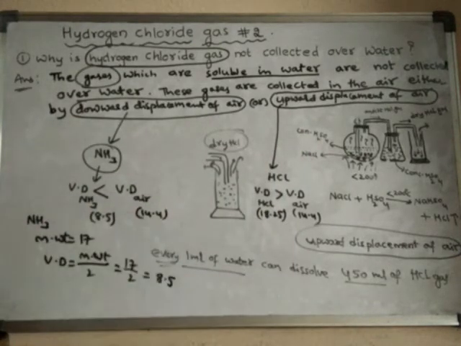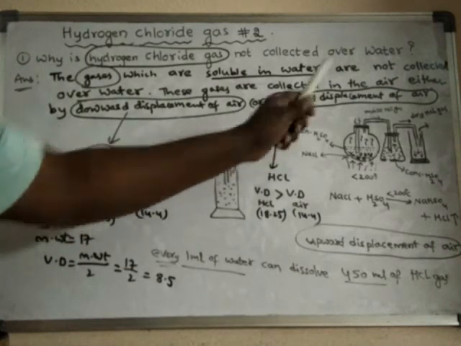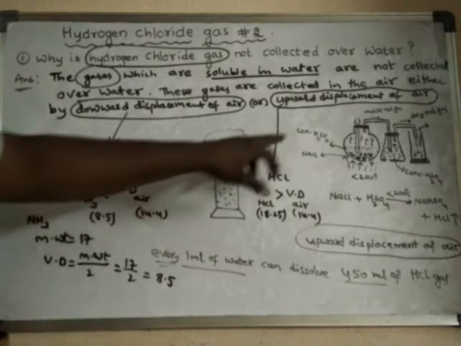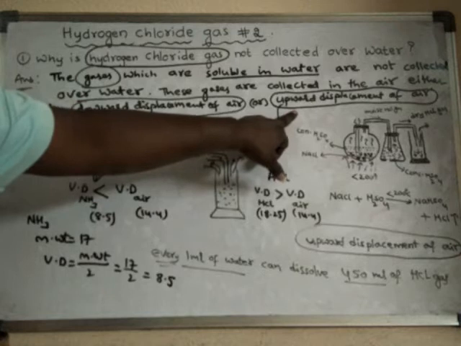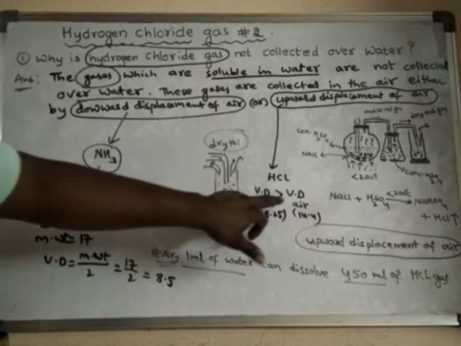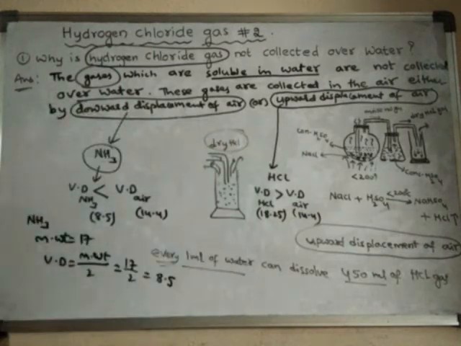So generally, which gases are collected in the air? The gases which are soluble in water are not collected over water. They are collected in air, and the collection of gas in air has two methods: downward displacement of air and upward displacement of air. So in which case is the upward displacement method used? If the gas vapor density is greater than the vapor density of air, then this method is used.